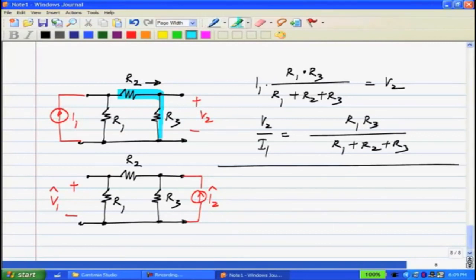Now we can evaluate V1 hat in exactly the same way. This current I2 hat gets divided into two parts, one through R3, another one through R1 plus R2. So the part of the current that flows through R2 is given by I2 hat times R3 by R3 plus R1 plus R2. This is by current division theorem.